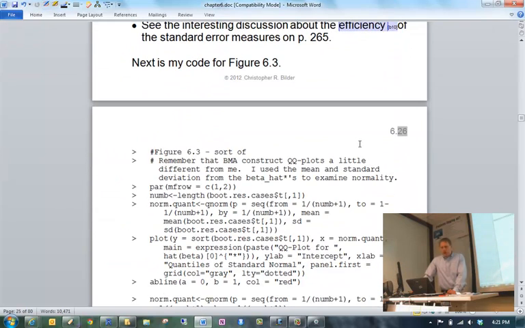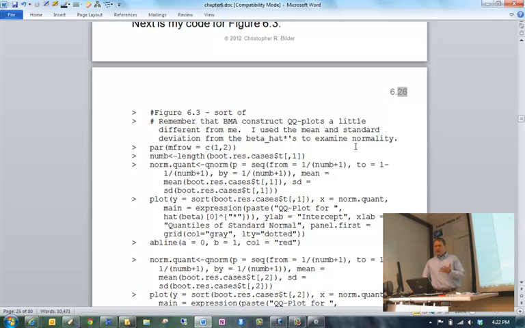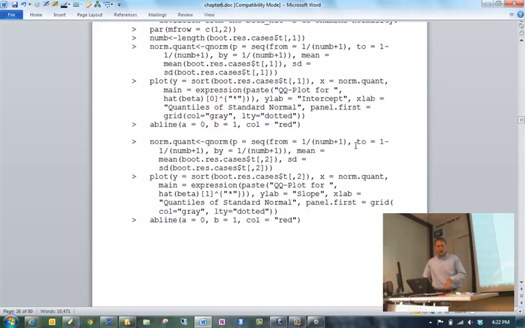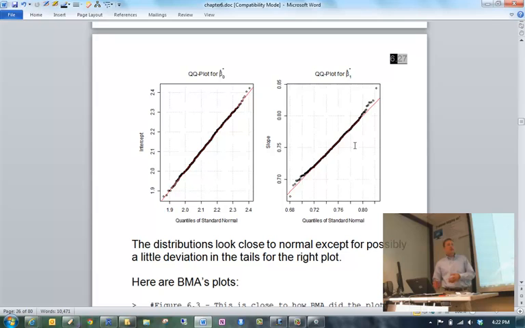Okay, also, I just tried to reproduce figure 6.3 in the book. It's just to examine the distribution for these beta hats and beta hat stars. I mean, we know that beta hat itself should have a normal distribution. We can check to see if this is actually holding true by looking at the Bootstrap results for the beta hat stars. So I use the usual QQ plots to examine this, for beta hat 0 star and beta hat 1 star, and it looks pretty good.